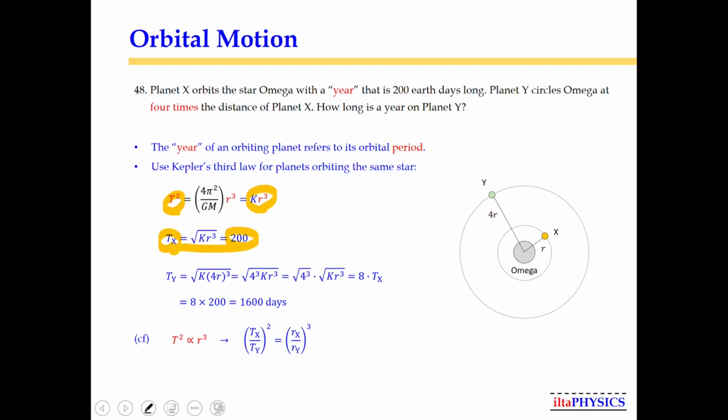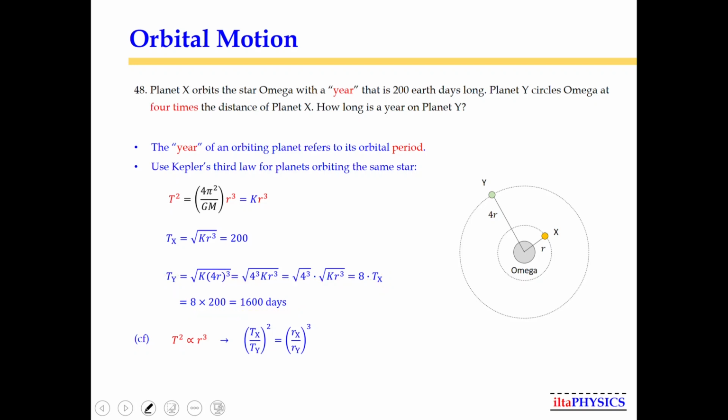Now, let us calculate the period of planet Y. Since its orbital radius is 4r, if we substitute this into the equation and calculate, it turns out to be 8 times the period of planet X. Therefore, multiplying 200 days by 8 gives us 1,600 days.